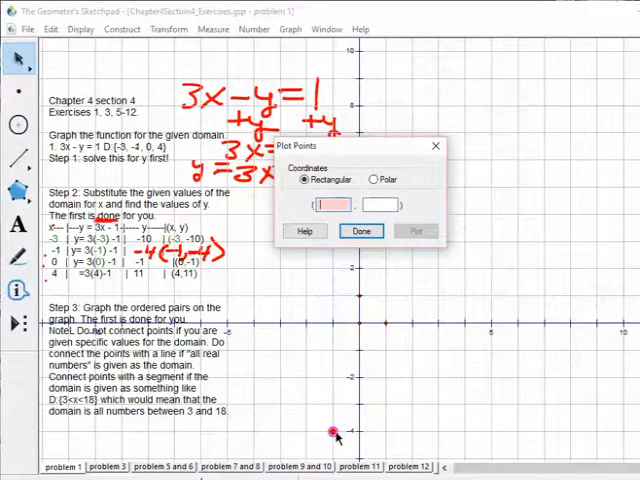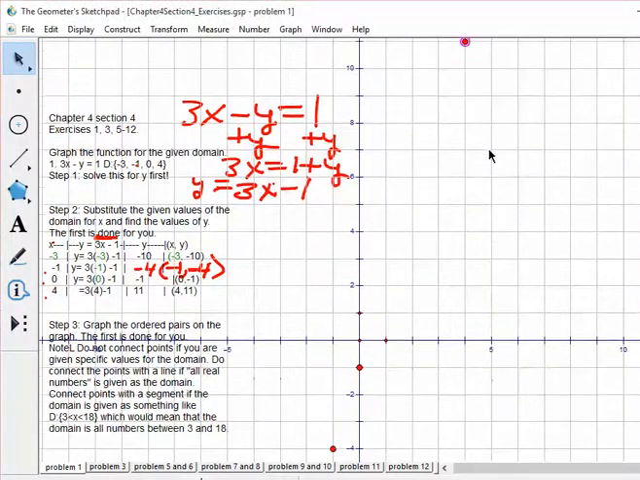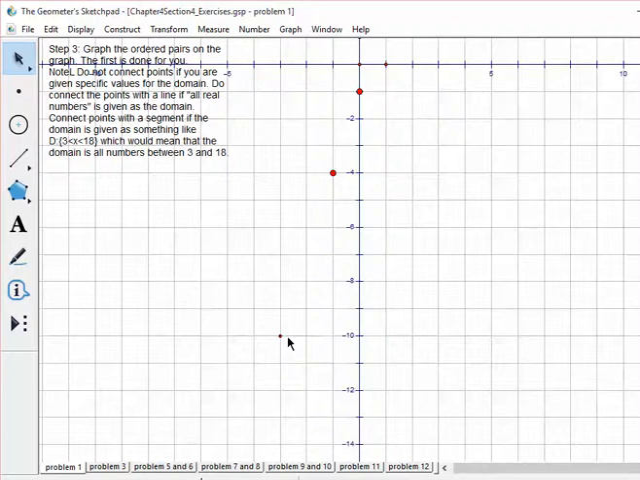That one you can see right there. And then the next one is 0, -1. And then the last one I have to do is 4, 11. Okay, now they're all there. See them? There's 4 points. That one's smaller, but that's okay.